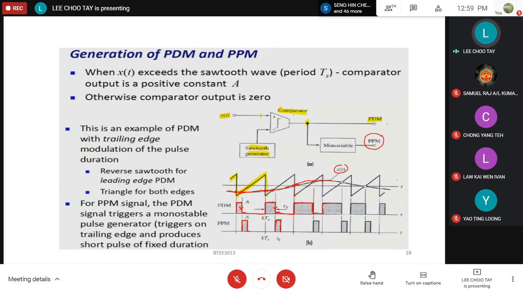Depending on which signal you want to transmit, if you want to transmit PDM, then you just send it as it is. But if you want to transmit PPM, you send the PDM signal through a monostable, and that will give you your PPM.